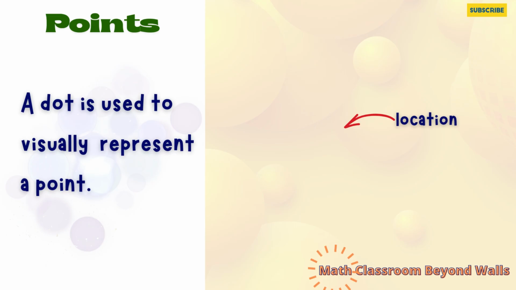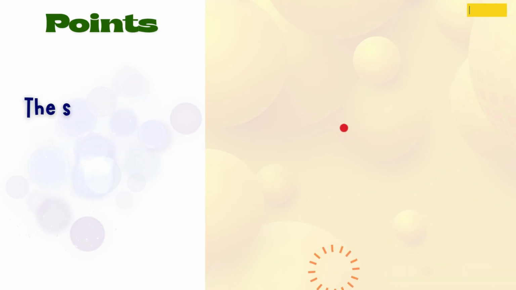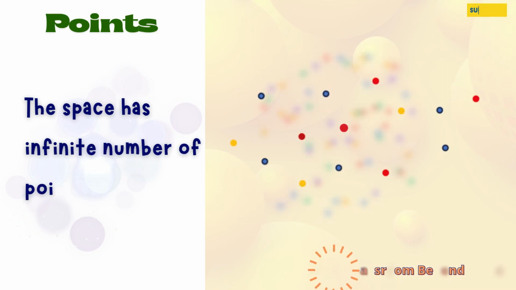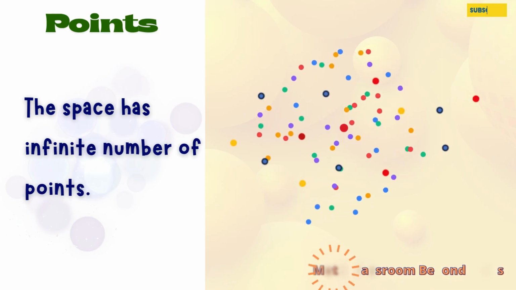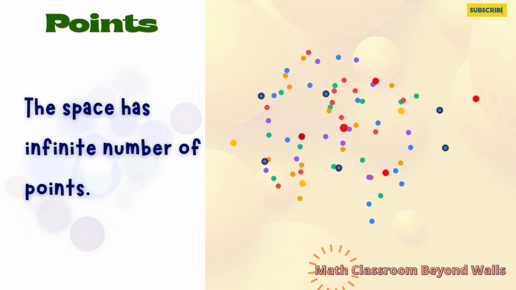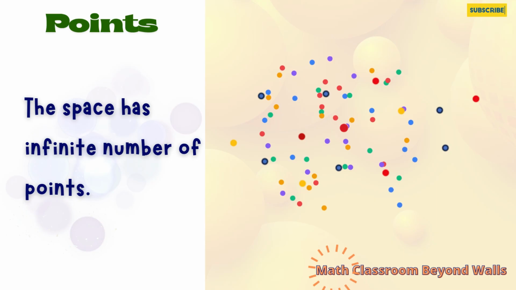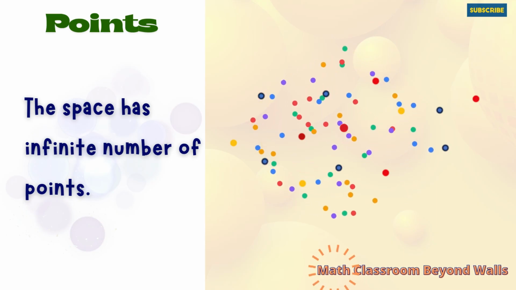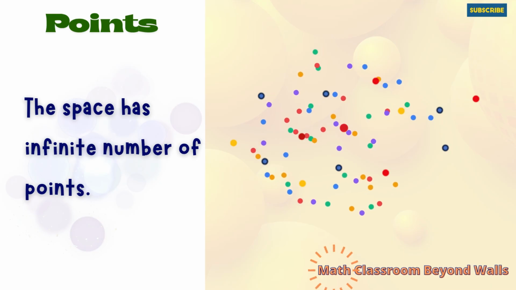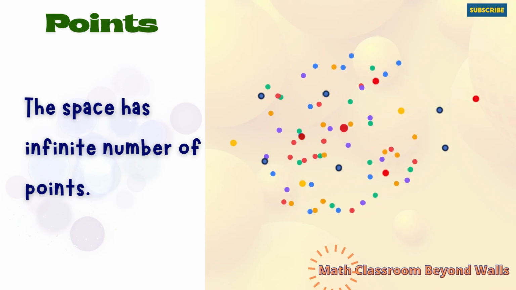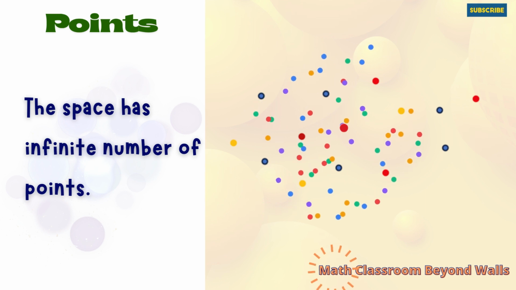To visually represent a point, a dot is used. The space contains countless points. In fact, it has an infinite number of points. We just don't see them, but they're there. Though dots are drawn to represent points, this representation is done for purposes of illustration only. In reality, points have no thickness, no length, and no width.